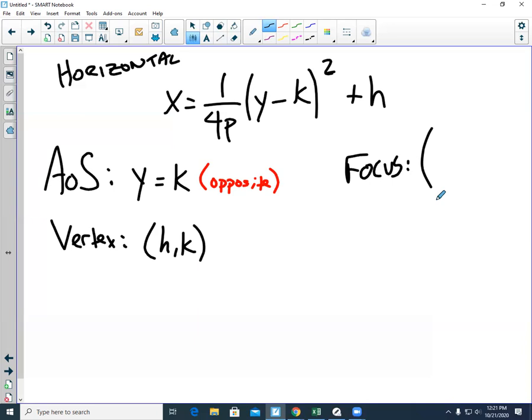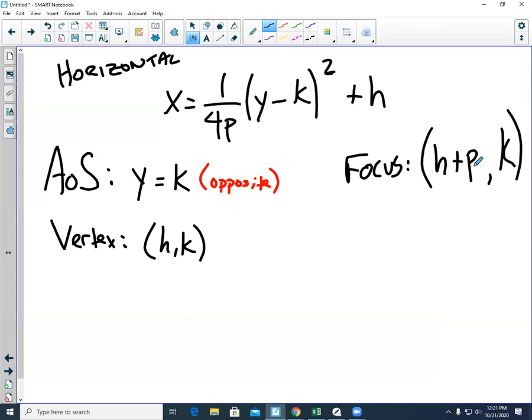Now again, the focus is on the axis of symmetry. The axis of symmetry is k, so that's the one that's not going to change. So k should be the second coordinate in your focus point. The one that changes is the x value, because the x value is going to be the one that goes back and forth. So this is actually going to be h plus p. I'm going to take my focus point and shift it left or right, however much my vertex shifted.